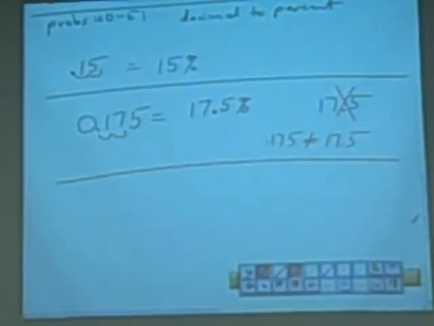Any questions with that? Okay, problems 52 through 63. Write as a percent rounded to the nearest 10.